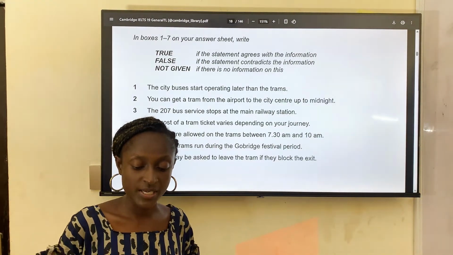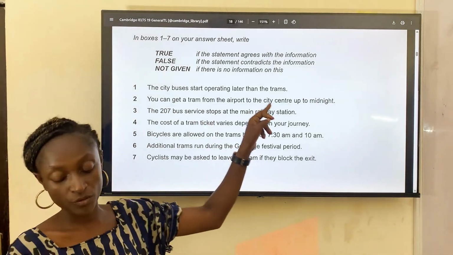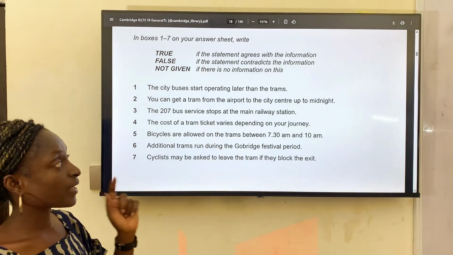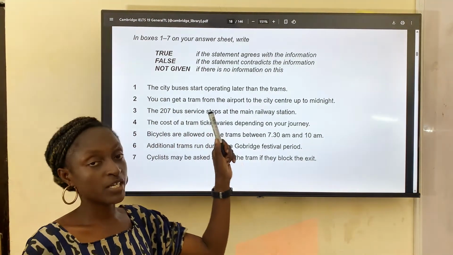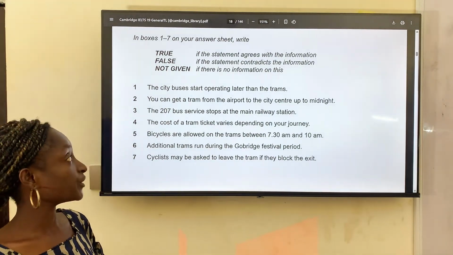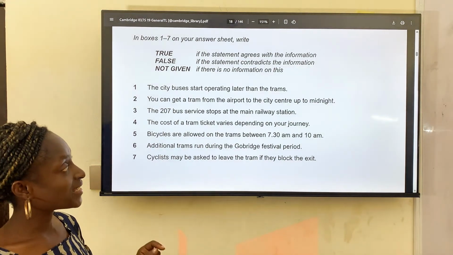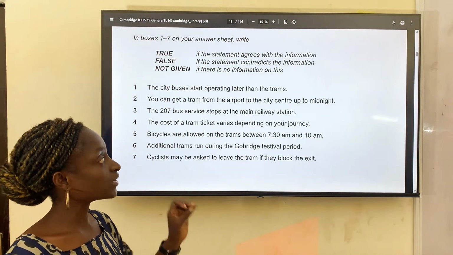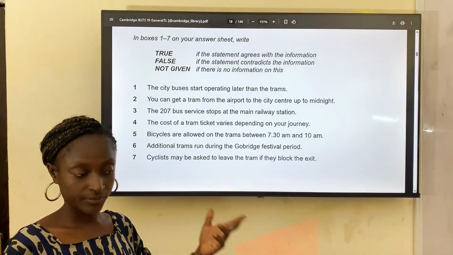Now the instruction says: true if the statement agrees with the information, false if the statement contradicts the information, not given if there is no information on this. Now the first question. The city buses start operating later than the trams.